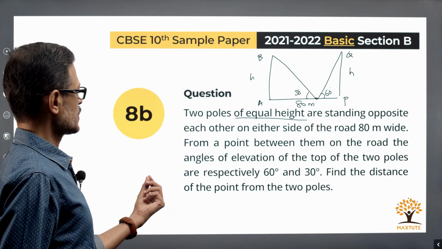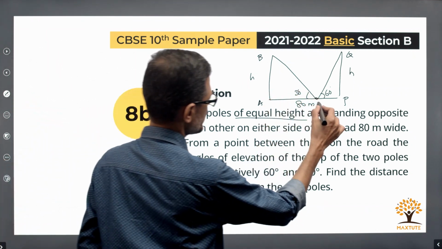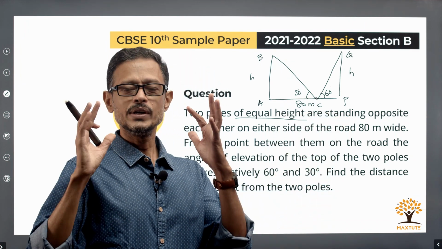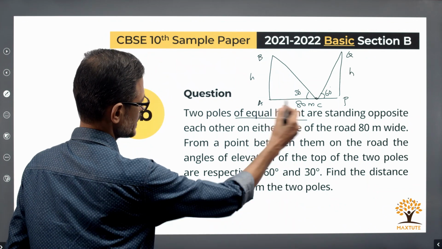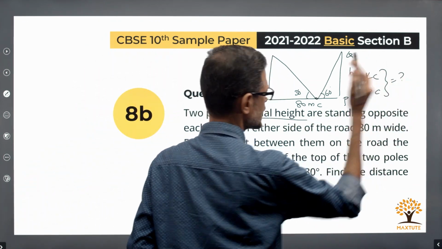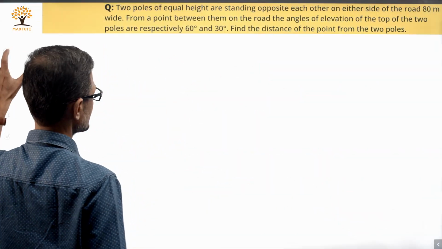What we need to find out is the distance of the point from the two poles, right. So, let us call this point, let us say, C. So, we need to find out what is AC, what is PC, knowing very well that AC plus PC is equal to 80 meters. So, we need to find out AC and we need to find out PC. These are the two things we need to find out, right. Quickly get started. Let us just take this diagram to the next slide and process it.